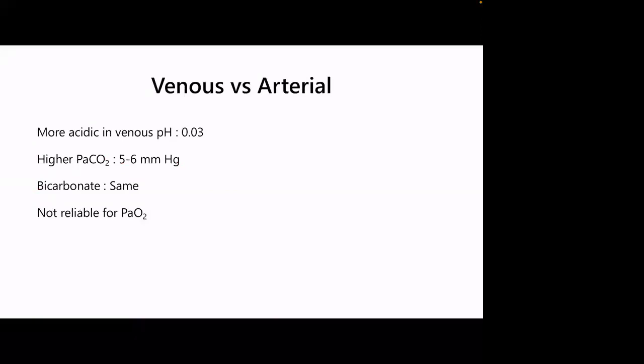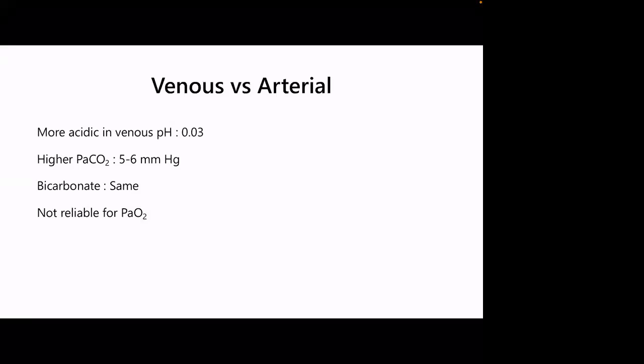Next is venous versus arterial. Nowadays, venous gases are being done more than the arterial gases, because with an adequate venous sample and a proper pulse oximeter, we can have proper monitoring of an infant if the baby is on a ventilator.